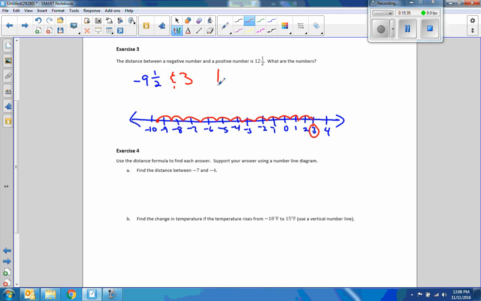To show this mathematically, I would say the absolute value of P, which is negative 9 1/2, minus Q, which is 3, equals the absolute value of negative 9 1/2 plus a negative 3, which equals the absolute value of negative 12 1/2, which equals 12 1/2. There's many other examples you could have used. If you started here at negative 6 1/2, then you would be over here at 6, 10, and so on and so on. Exercise 4.